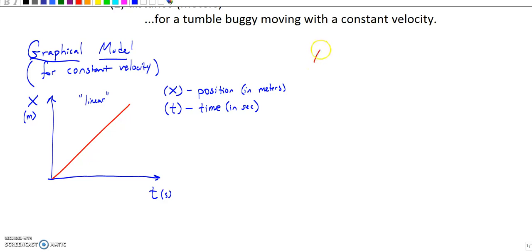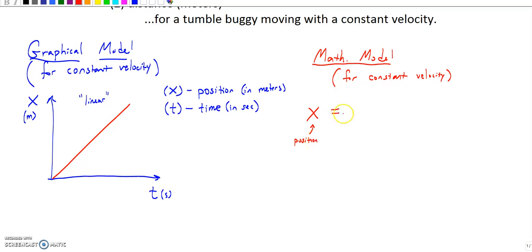The other thing then we had was the mathematical model. And this is for constant velocity. This came from our graph. It's the linear equation, sort of reformatted. So instead of y-axis, we're actually going to use x. Very confusing, I know. Instead of the x-axis, we're going to use t for time. So we're going to say that this is going to be x for position, is equal to, and I'm going to pretend that the slope was 0.5.